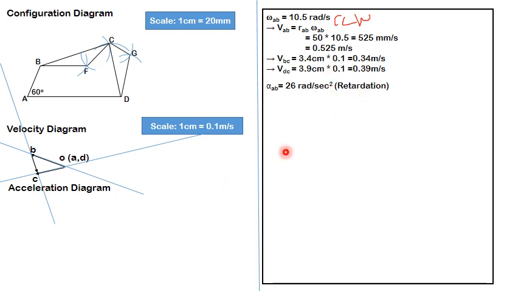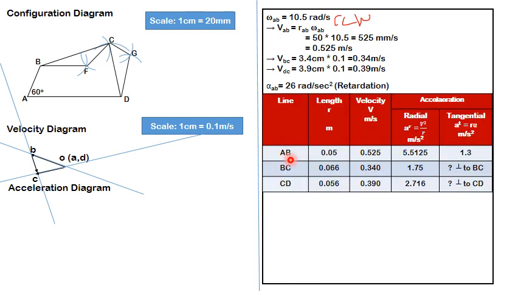And every link will have two types of acceleration. One is radial acceleration, another one is tangential acceleration. Radial acceleration acts along the link, tangential acceleration acts perpendicular to the link. So it will be better to consider a table where I can show both these components for each link. I have drawn this table where I have represented all links except the fixed one. In this 4-bar mechanism, AB, BC, CD and DA are main links, and I have not considered AD because it is the fixed one. I have shown the AB, BC and CD links.